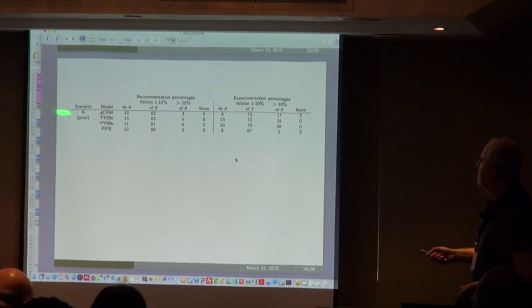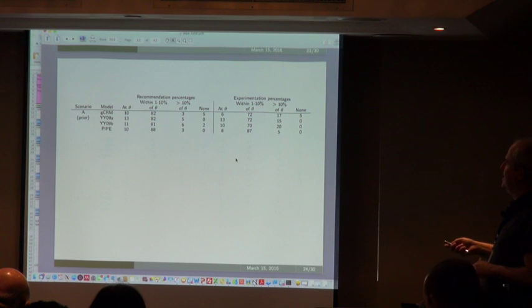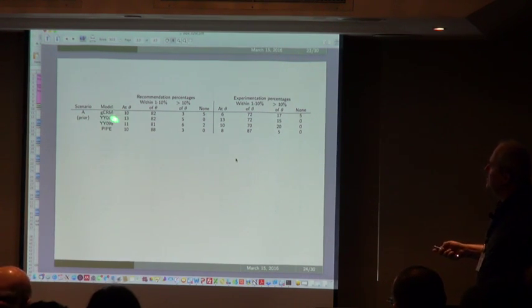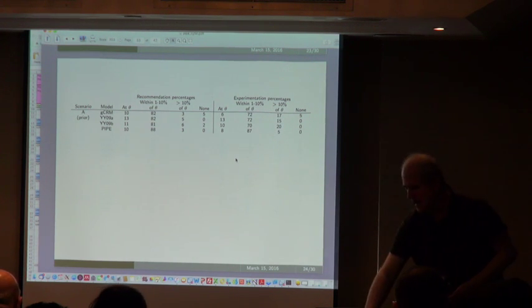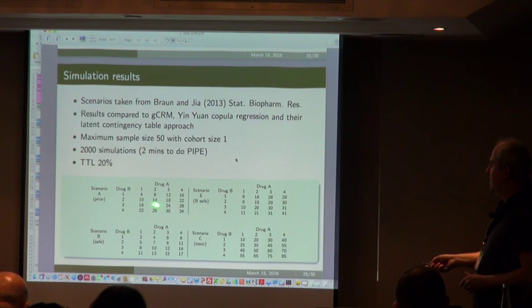Also, we took their reporting statistics, so what they recommend and their experimentation. Most of these methods only look for 1 maximum tolerated dose, so they were interested in targeting directly at the 20%. If you look back, in each of these scenarios, that would be the truth, that would be the truth, no truth, and that one.